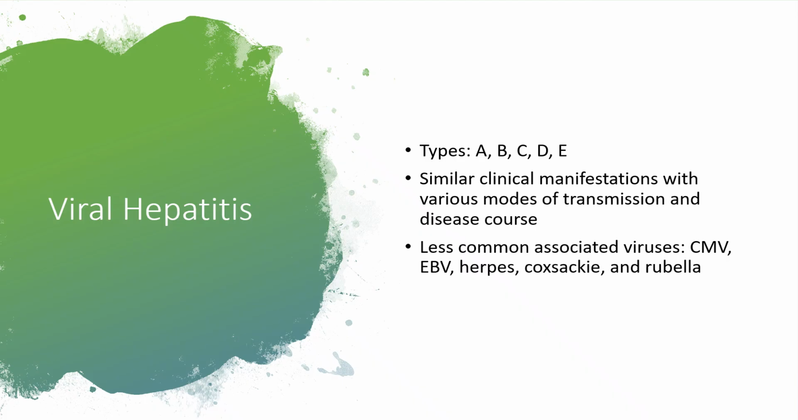Different types of viral hepatitis. There's type A, B, C, D, and E. We're mostly going to concentrate on A, B, and C, but you should know that D and E exist. They do have similar clinical manifestations, but some of them have different modes of transmission and disease course itself. Less common, it's associated with viruses such as CMV, Epstein-Barr virus, herpes, Coxsackie, and rubella.